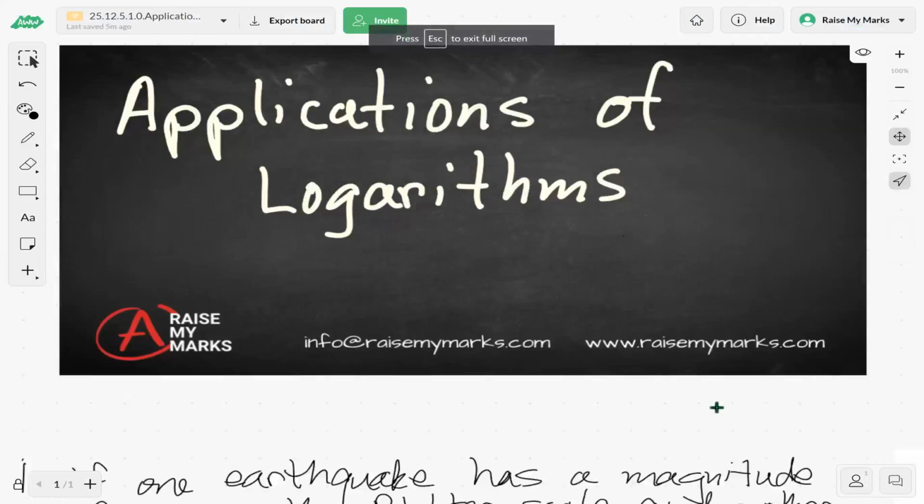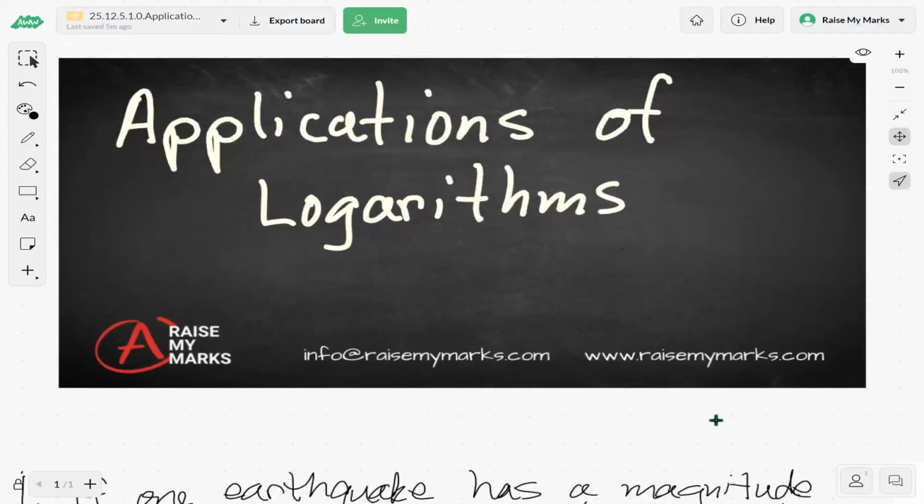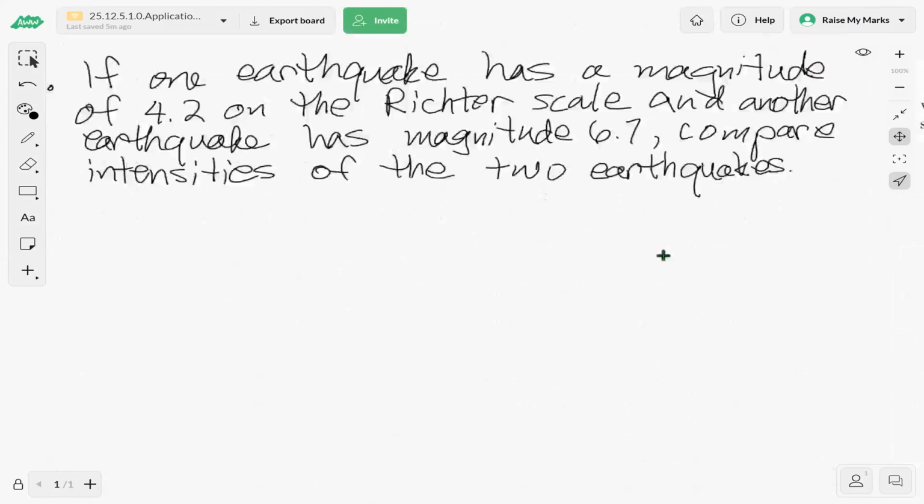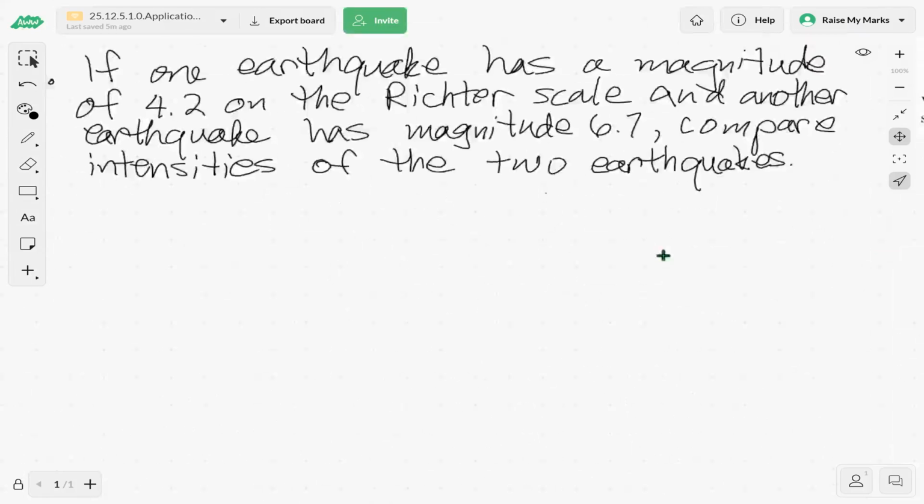So today we're going to look at applications of logarithms. So let's look at our first question. If one earthquake has a magnitude of 4.2 on the Richter scale and another earthquake has a magnitude of 6.7, compare intensities of the two earthquakes. All right, so first thing we need to do is figure out what this Richter scale is.